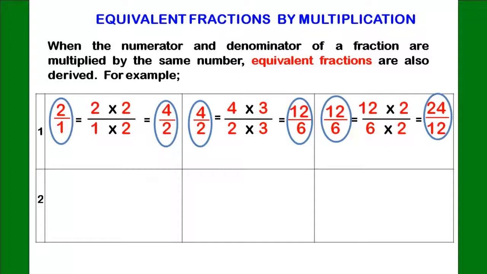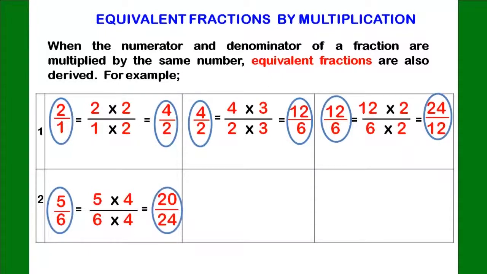Example 4. Let's say we have a proper fraction like 5 over 6. We can multiply the numerator and denominator by the same number. For example, 4. This will give us 5 multiplied by 4, which is equal to 20, and 6 multiplied by 4, which is equal to 24. Therefore, 5 over 6 is equivalent to 20 over 24.